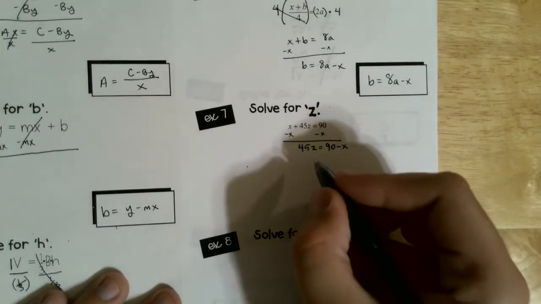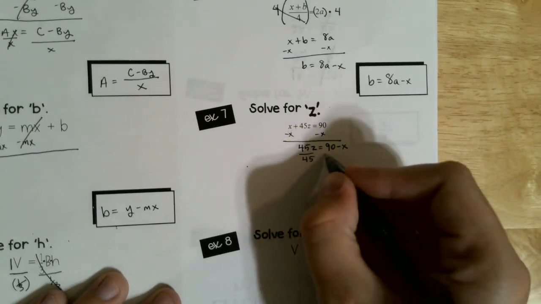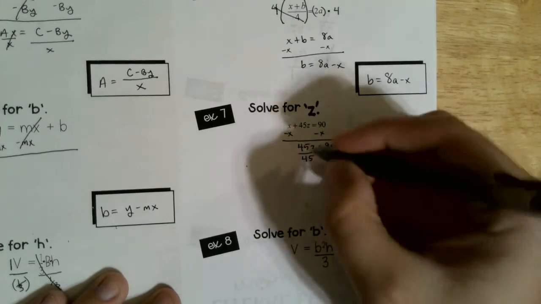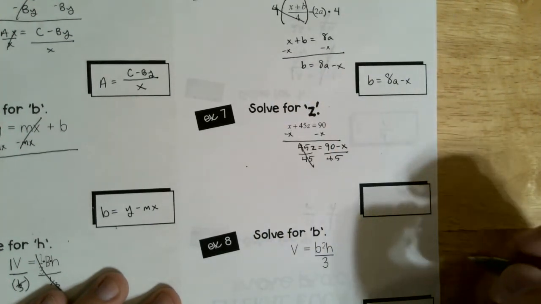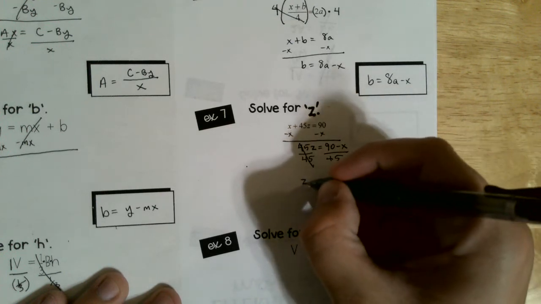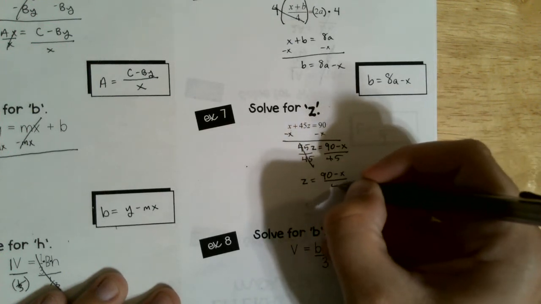Okay, so now from here, to undo multiplying by 45, we're going to divide by 45 on both sides, cancel out on the left. And so with this one, we can leave our answer as z is equal to 90 minus x over 45.